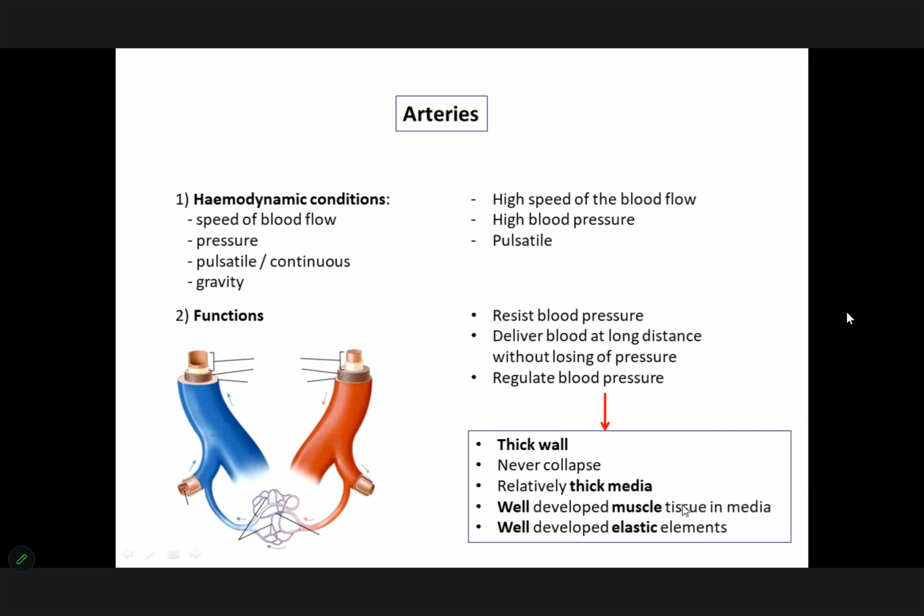Muscle cells provide resistance to blood pressure and flow. They also can regulate blood pressure. If muscles contract, blood pressure increases. If muscles relax, blood pressure decreases. Elastic elements provide resistance to blood pressure, and they prevent collapse of the lumen.